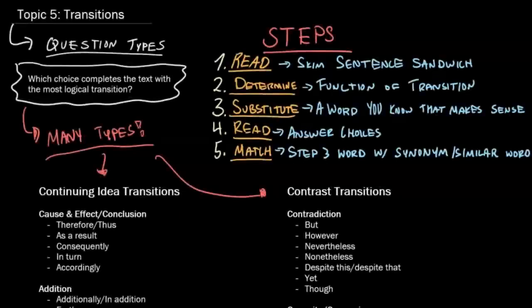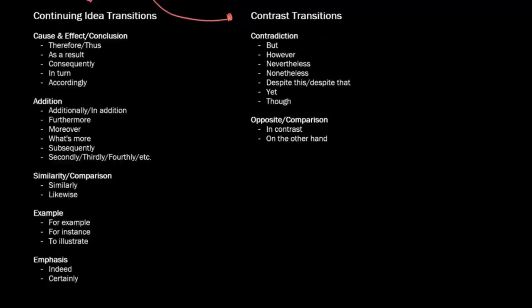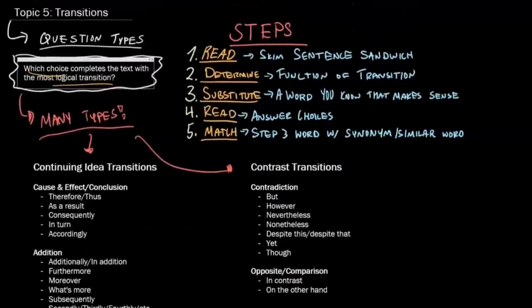So now we're going to look at topic 5, which is transitions. There's only really one question that the SAT is going to ask about a transition, and that question is, which choice completes the text with the most logical transition? So it's pretty simple. Basically, which of these words right here is the best word to put in a blank? So it's going to ask you a question, we'll have a blank, and you'll need to figure out which one. So how can you do that?